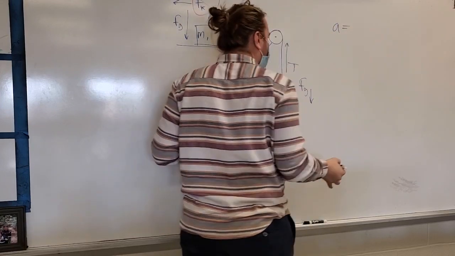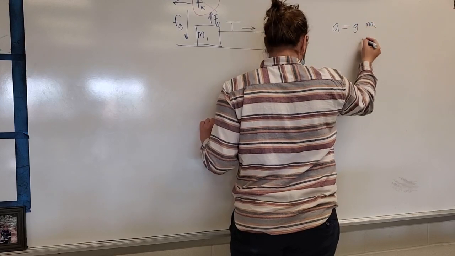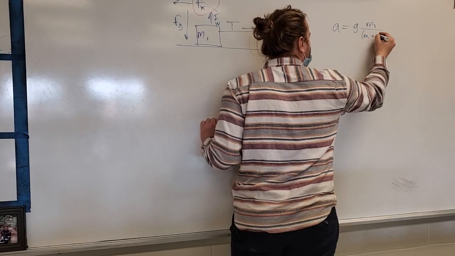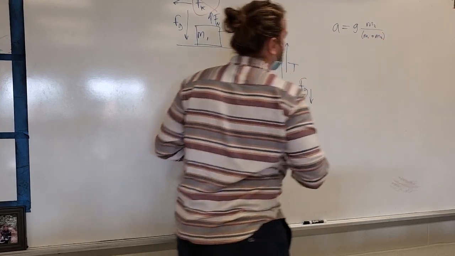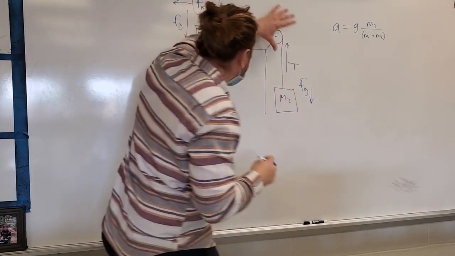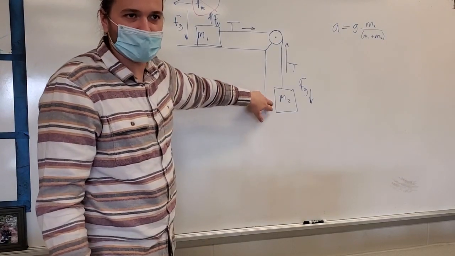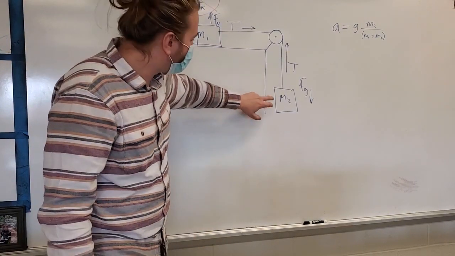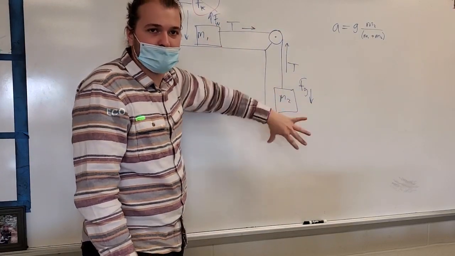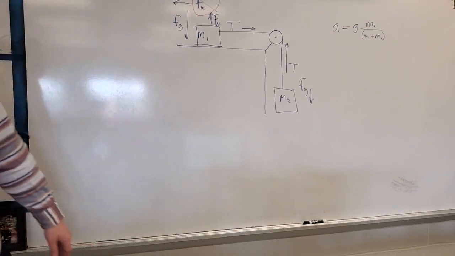Say, okay, A is equal to gravity times mass 2 over M1 plus M2. All right? So our acceleration of this entire system right here is a proportion of the weight. Remember, gravity times mass is the weight. It's a proportion of the weight of the mass divided by the total weight of the system, or the total mass of the system. So that's how we find the acceleration like that.